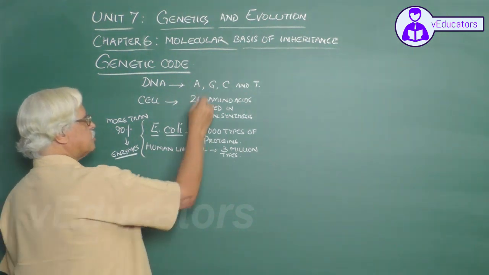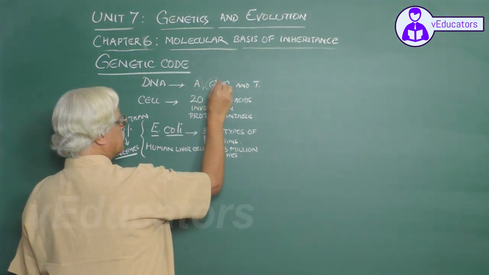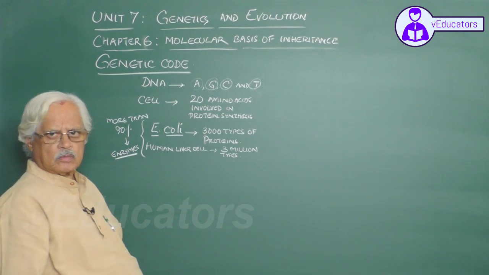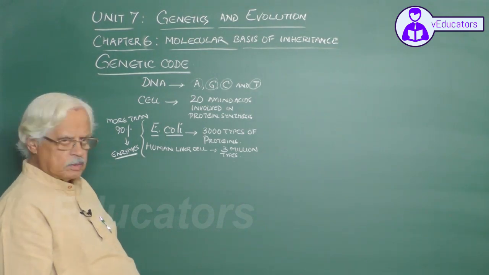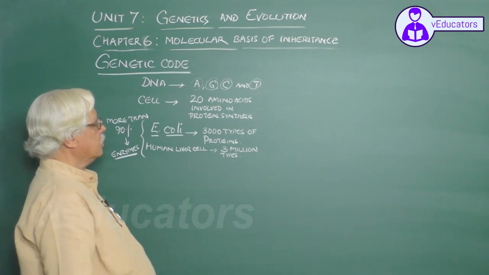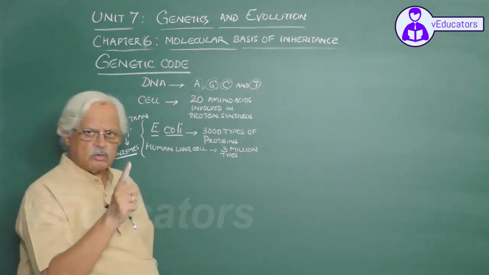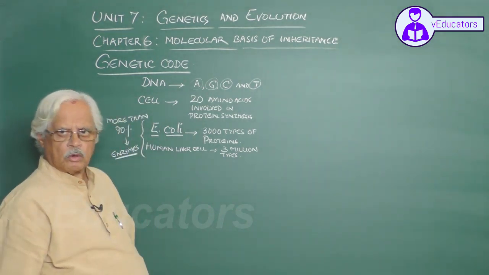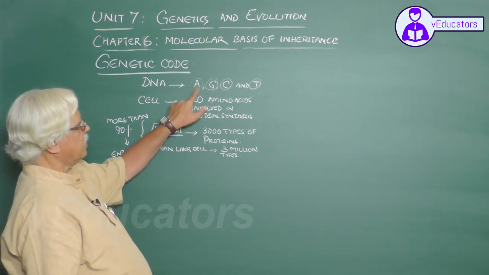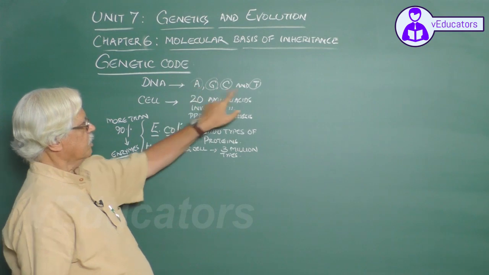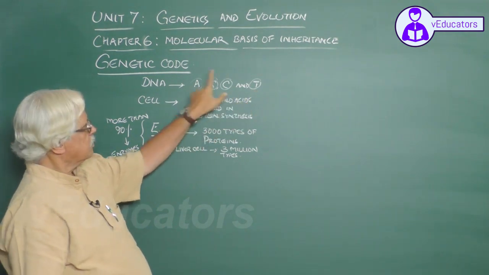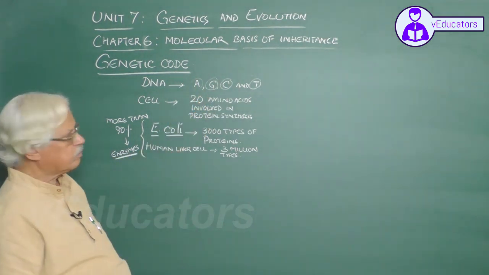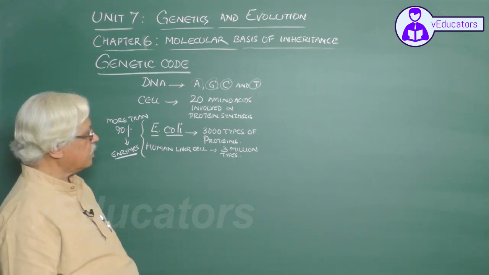If you think of each nitrogen base representing 1 amino acid, only 4 amino acids can be coded. So that possibility cannot be thought of. Suppose we think of a combination of 2 successive nitrogen bases coding for 1 amino acid, for example AA, AG, AC, AT, and so on. 16 combinations are possible, but the number of amino acids are 20. Even that does not meet the requirement.